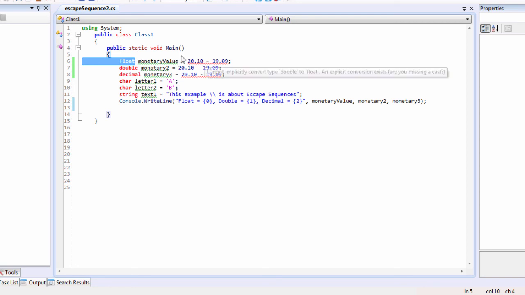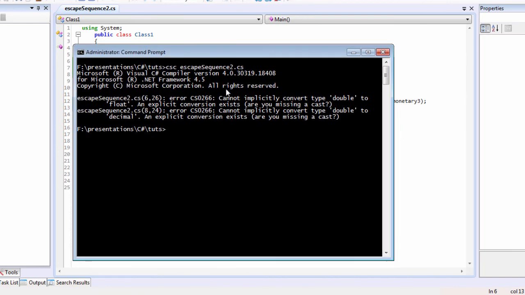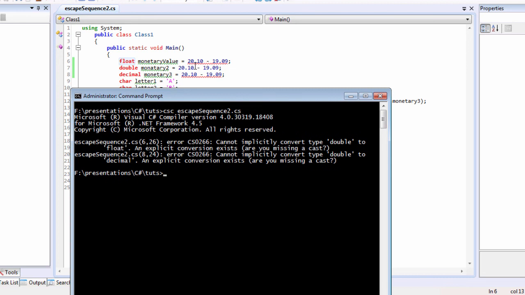So the error is showing the reason behind why we are getting this error: it's due to the conversion that's not occurring. It's also asking, are you missing a cast? So basically a cast is something different. We'll be talking about a cast, but there is an easy way to solve this problem.